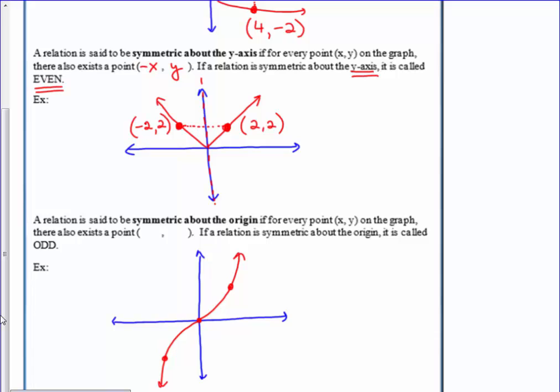Make sure that in your notes this says y-axis. There had been an error before. Make sure that says y-axis. But symmetry about the y-axis and even means the same thing.